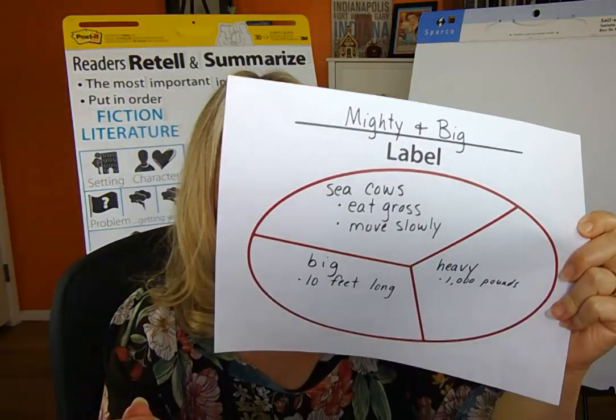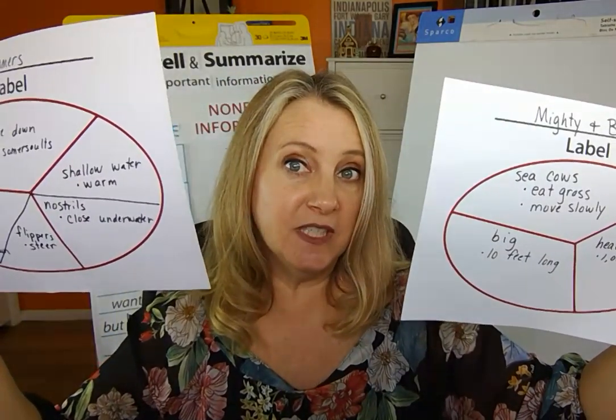So here, let me show you something. Let me show you what happens then when you start putting all of these things together. Okay, so when you start putting all these things together, look what happens. They're mighty and big, and here are the details. They're swimmers, and here are the details. It's what they eat, and here are the details.